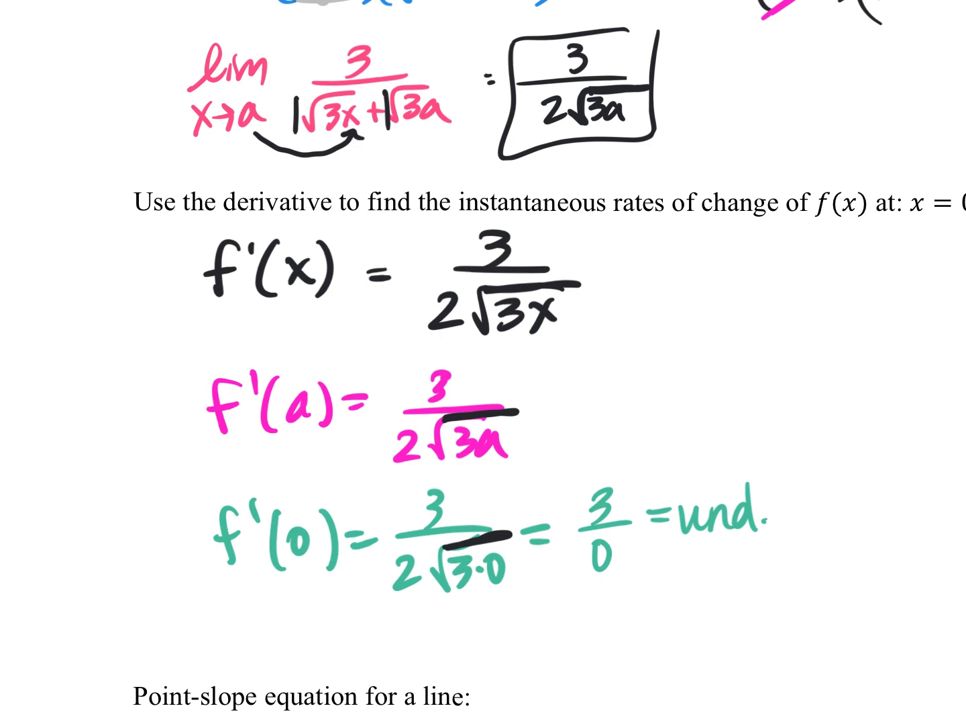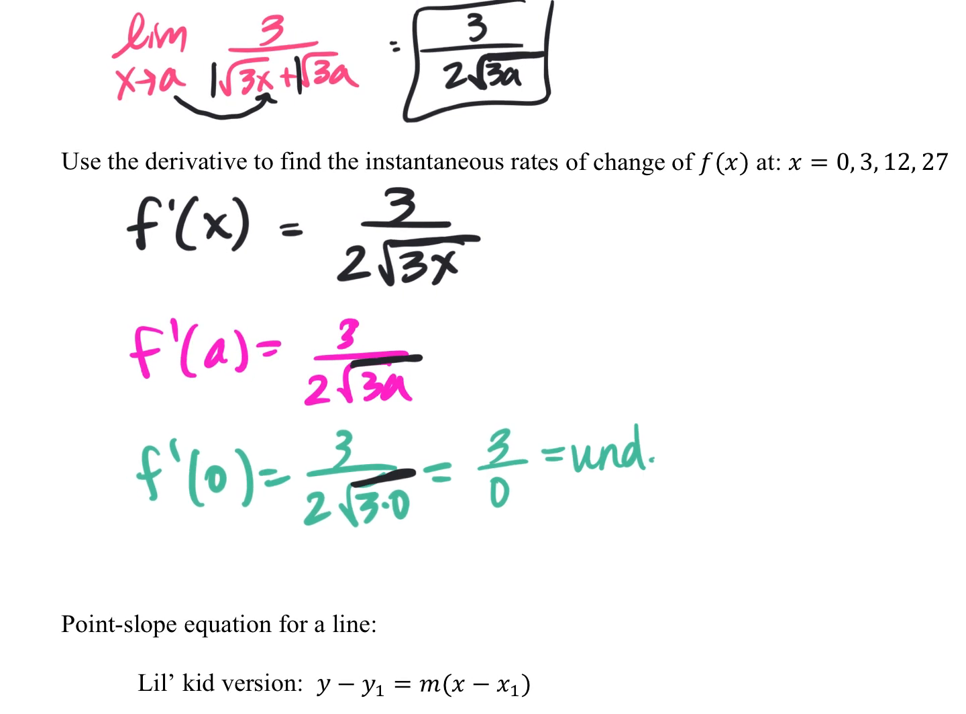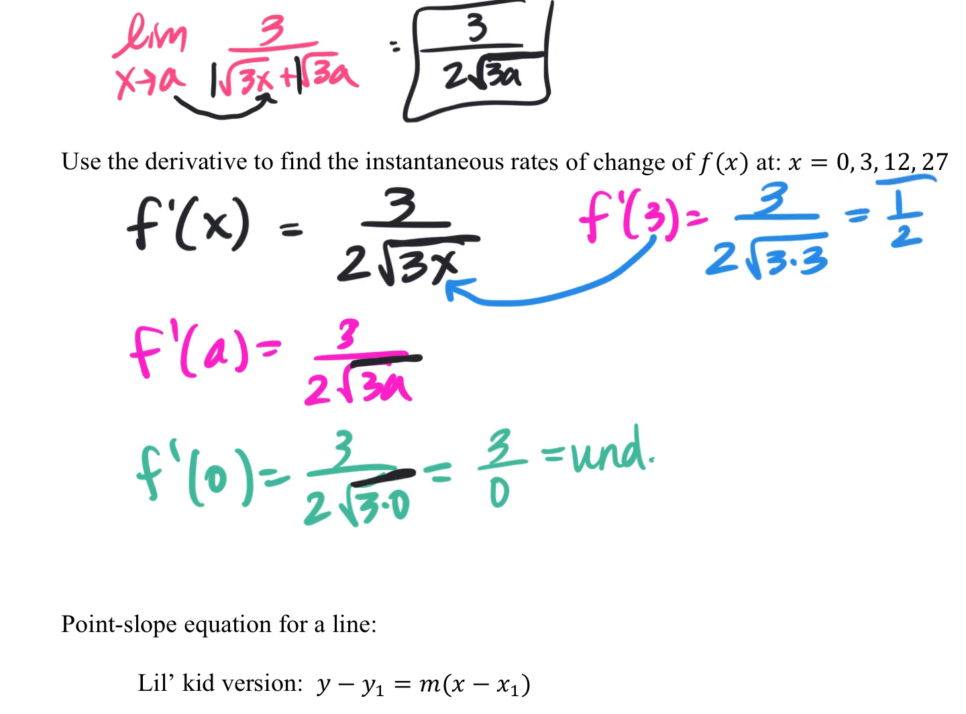Yes. Yeah, agreed. What about the slope when x is 3? Let's go find f prime of 3. I'm going to plug in a 3 right here. So we got 3 over 2 root 9, which is 3 over 6, 1/2. Okay, human calculators, I love it. So you're telling me the slope when x is 3 is a half.